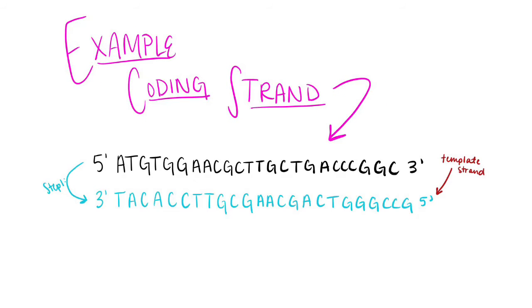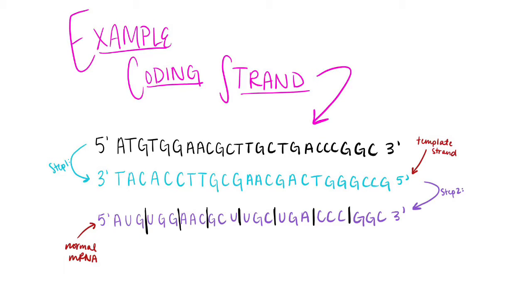Our first step is to find our normal template strand. This is when we match up A's to T's and G's to C's. The second step in this process is to then code for the mRNA. This is just basically going back to the strand we had before, but changing all the T's to U's.